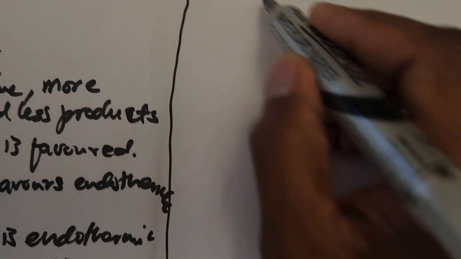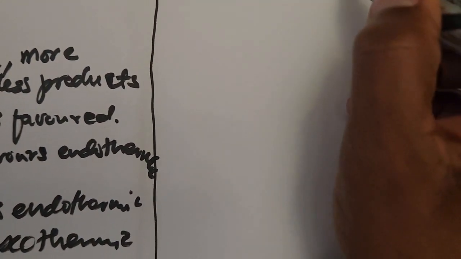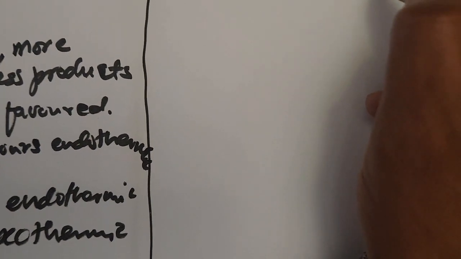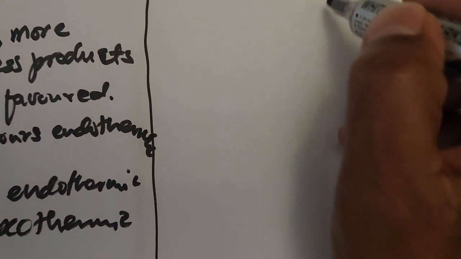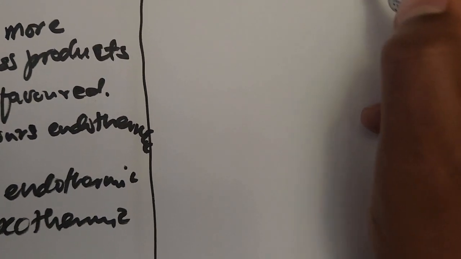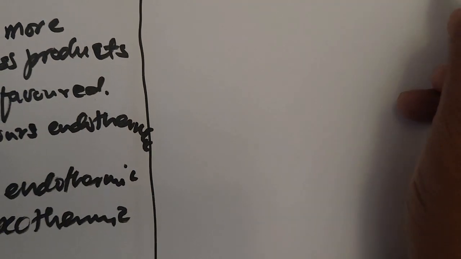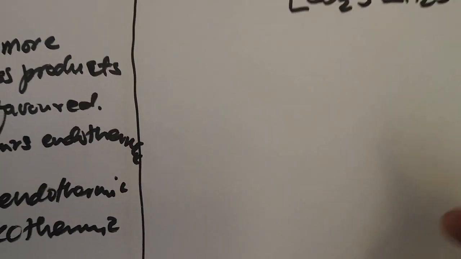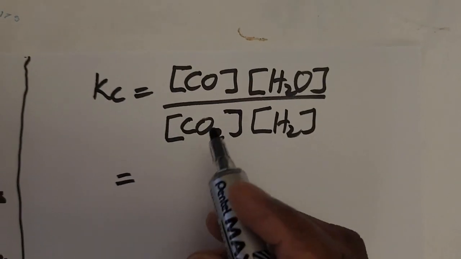Then you just start by writing the Kc expression. Product is carbon monoxide multiplied by water. Remember, we exclude water only if in the form of a liquid or solid, but we don't exclude it if it's a gas. So this will be the Kc expression. Get 1 mark. Then substitute in the Kc expression.